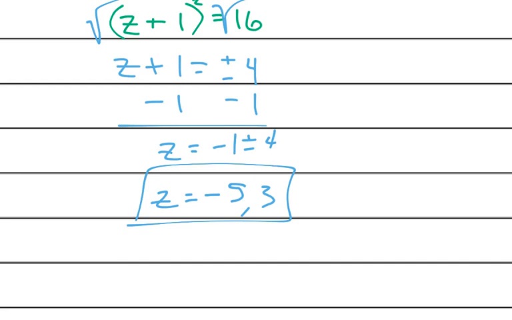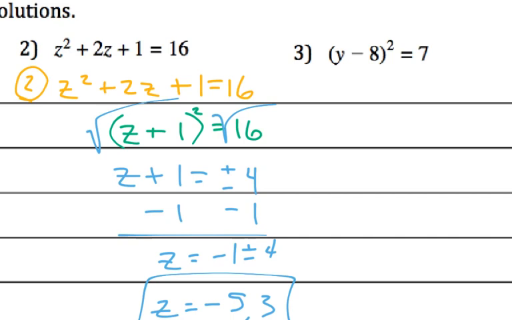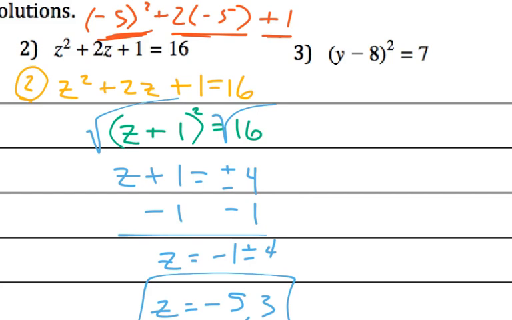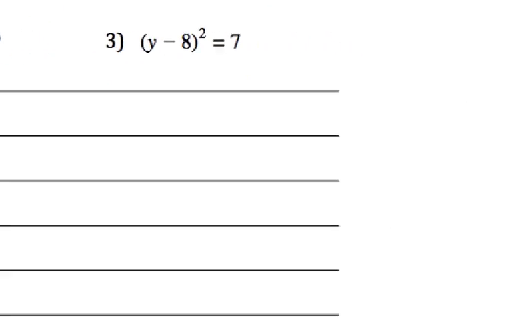Let's check negative 5 and 3 in this original equation. Here, if I try negative 5, probably doing this in my calculator, this becomes 25 minus 10 is 15 plus 1 is 16. And the reason I do it in my calculator is because when I go in, I can just change the previous values and put a 3 in its place where I saw a negative 5. 3 squared would be 9 plus 6 is 15 plus 1 gives us the right side of 16. The last problem.